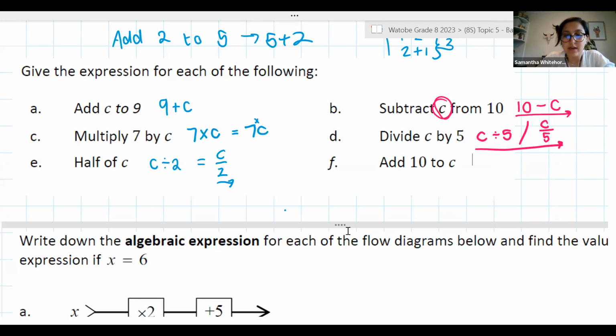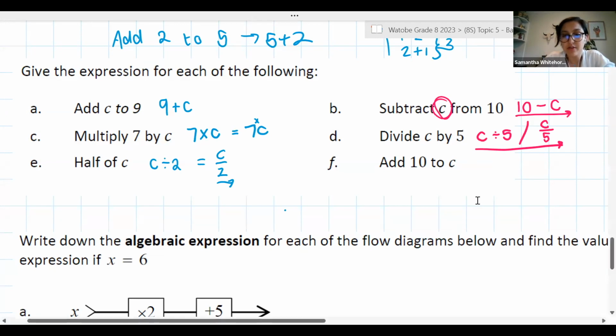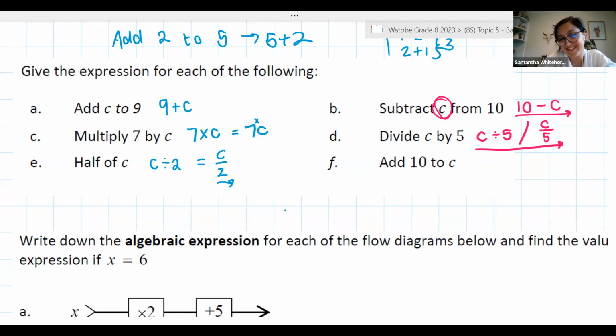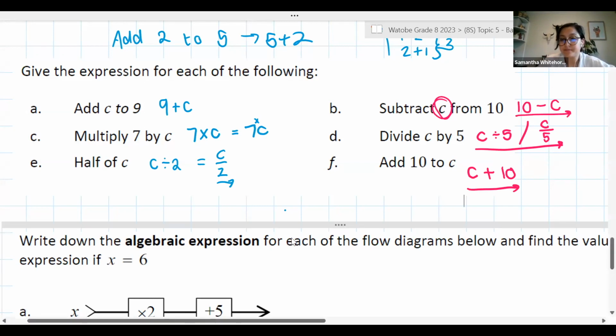Hands, guys, well done. Aluta, do you want to help me with F? Yes, ma'am. Okay. I said C plus 10. Perfect. So guys, it said add 10 to C. So we've got C and we're adding 10 to it. Now again, addition, the order isn't super important, but according to that specific statement, it needs to be C plus 10. Right, very nicely done, guys.